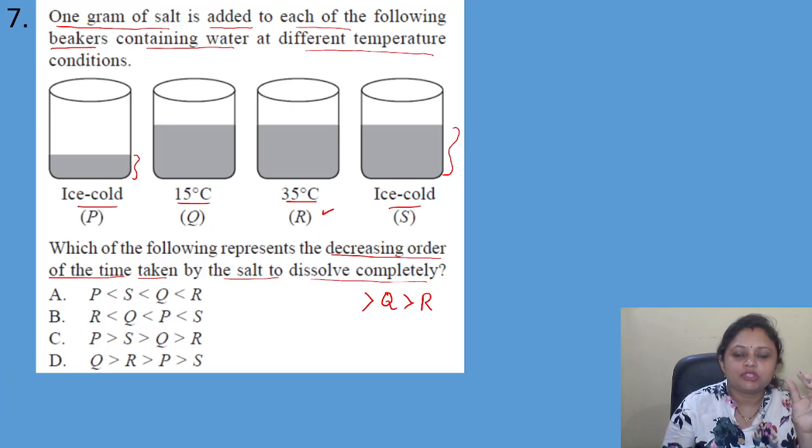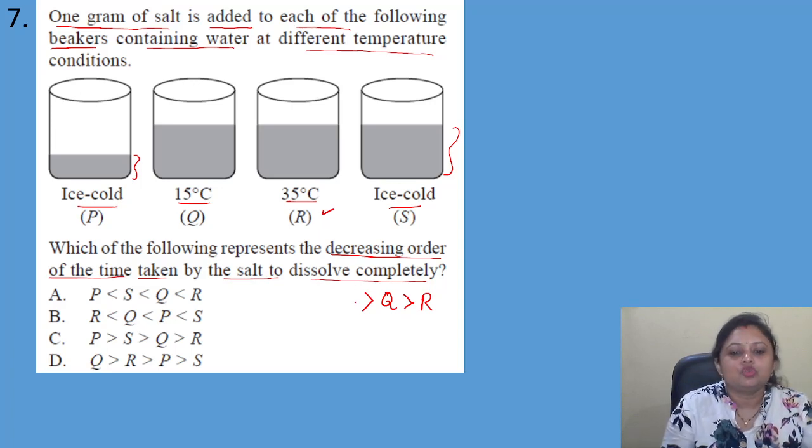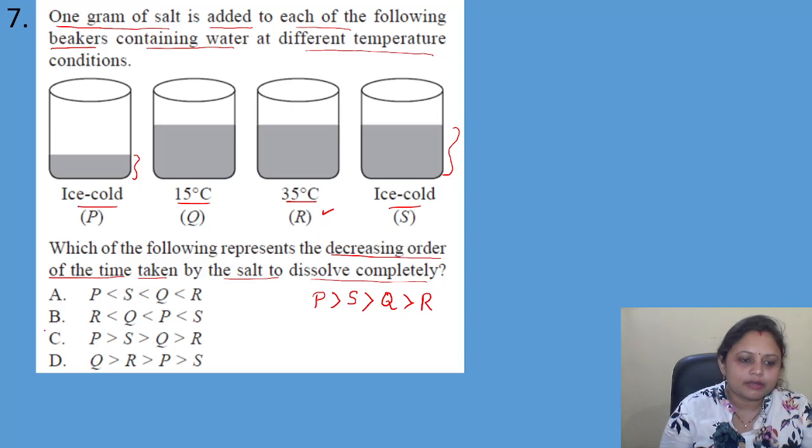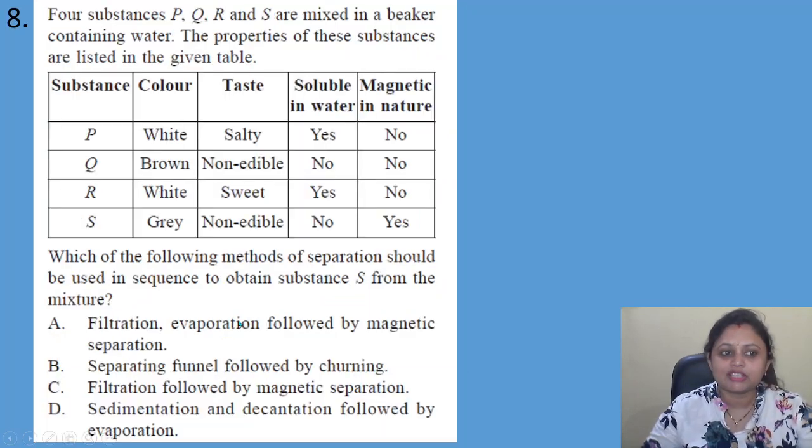The amount of salt is fixed, 1 gram. So 1 gram of salt will dissolve faster in a more amount of water. If there is more water, the salt will dissolve quickly compared to the less amount of water. So here it is S followed by P, which will take more time. P greater than S greater than Q greater than R, and it is present in option C. Coming to the next question.